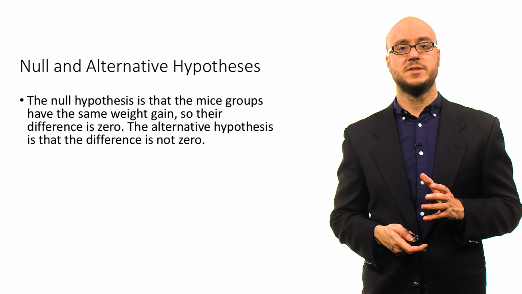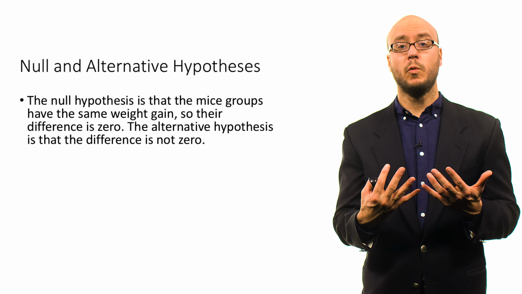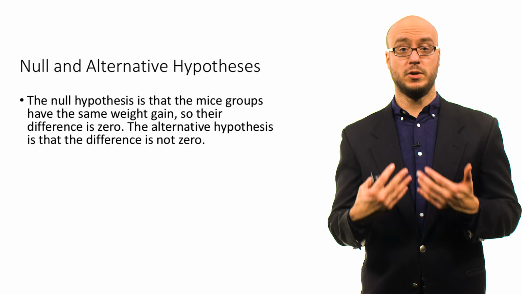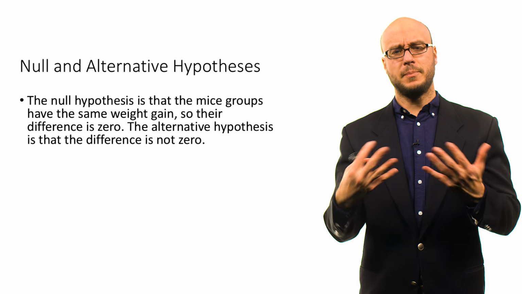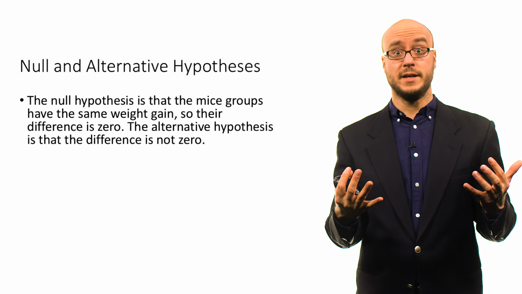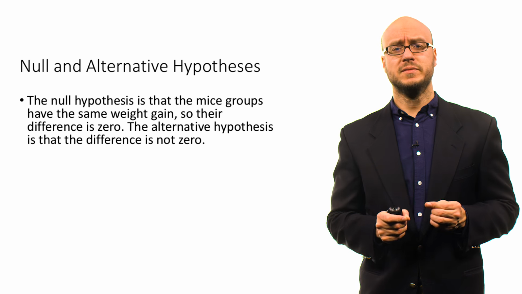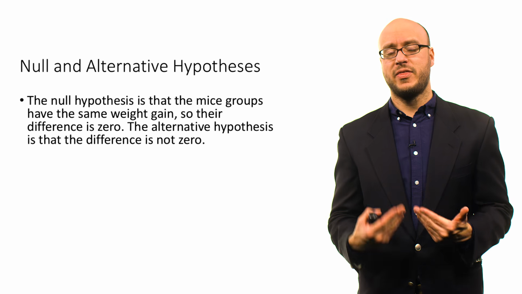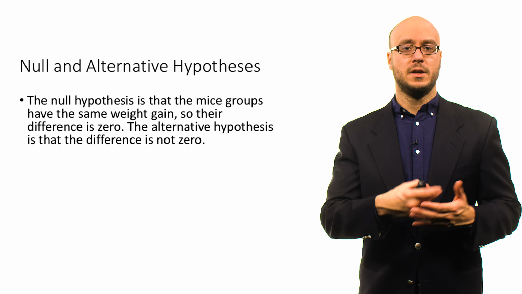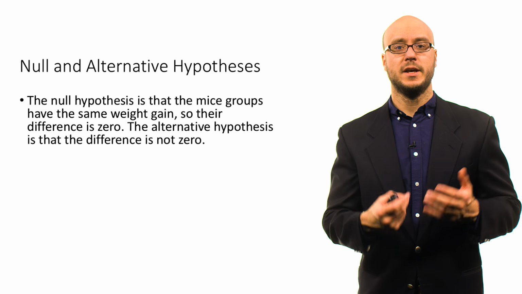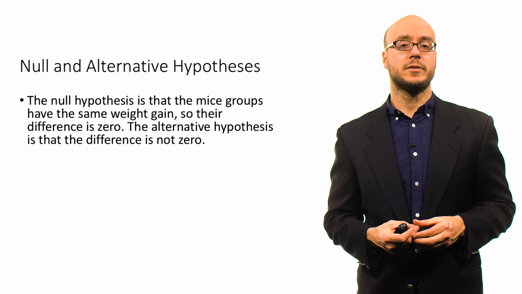So the null and alternative hypotheses are expressed in this way. The null is that the mice groups have the same weight gain, so their difference is 0. In the population, the mean of one group and the mean of the other group differ by 0. And the population here is the set of all mice. They use a sample of mice and they're trying to generalize to all mice. The alternative is simply that the difference is not 0. They think that light at night will in fact increase weight gain, but they're open to different conclusions. They're open to the idea that maybe light at night would actually decrease weight.